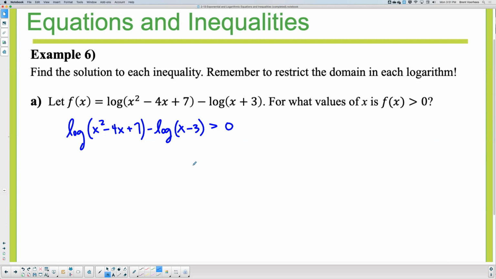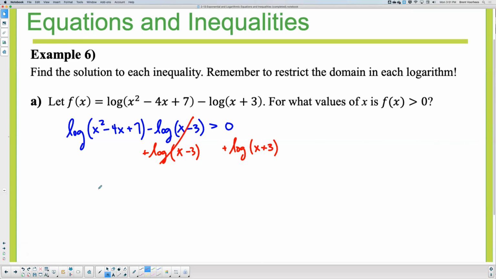And there are 2 ways you can do this. One is I could add this logarithm across and then use the one-to-one property, which is probably the easiest way. Or I could use the quotient property, make this into one logarithm as a fraction, and then convert to exponential. I prefer to add this logarithm across and use the one-to-one property. I think it's less likely that I make an error this way.